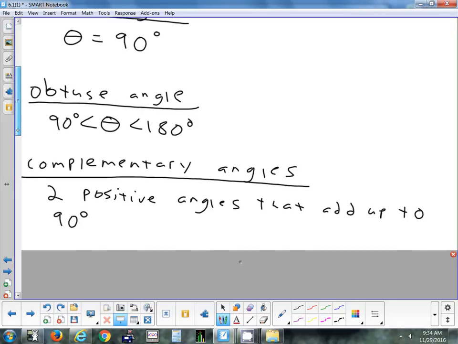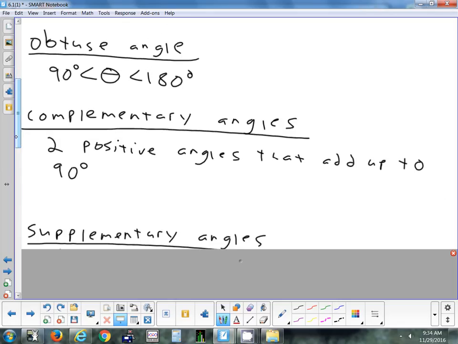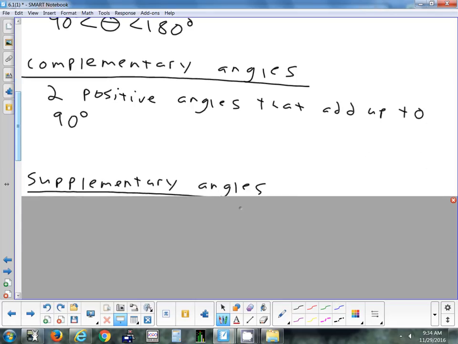That might not necessarily mean it's 90. What do you mean? Like 40 and 30 are both acute angles, but they don't add up to 90. Yes, but the definition is two acute angles that add up to 90 degrees. Yeah, if you just take the word positive and change it to acute. Okay, two acute angles that add up to 90. How about supplementary? It's the same thing, except 180. Yeah, two positive angles that add up to 180.